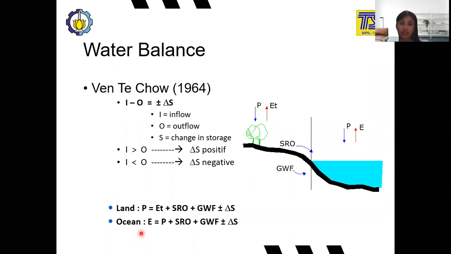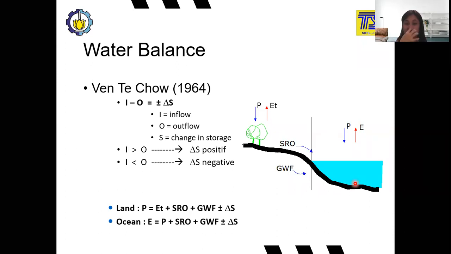And how do we calculate the precipitation on the land? The precipitation equals evapotranspiration plus surface runoff. Surface runoff is the precipitation which goes above the ground and enters the water bodies, here entering the ocean. And we also have the groundwater flow from the precipitation which goes inside the ground, and flows through the groundwater flow, coming into the water bodies. Here is the ocean. And we have the change in storage.